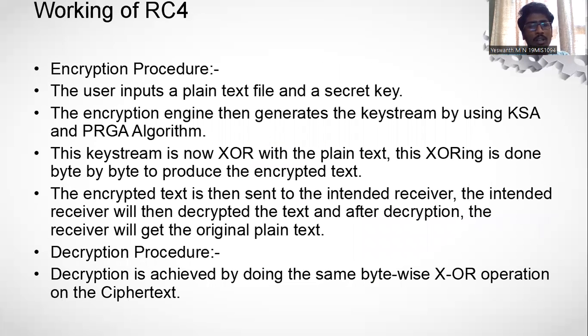Working of RC4. Encryption procedure. The user inputs a plain text file and a secret key. The encryption generates the key stream by using the KSA and PRGA algorithms. This key stream is then XORed with the plain text. This XORing is done byte by byte to produce the encrypted text. The encrypted text is then sent to the intended receiver. The intended receiver will then decrypt the text, and after decryption, the receiver will get the original plain text.